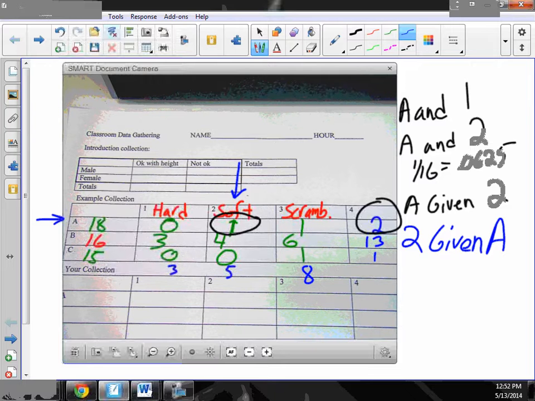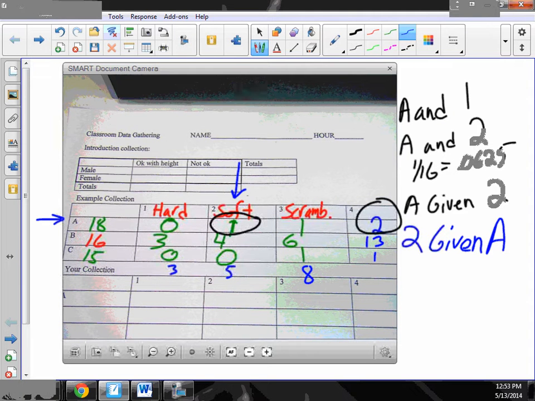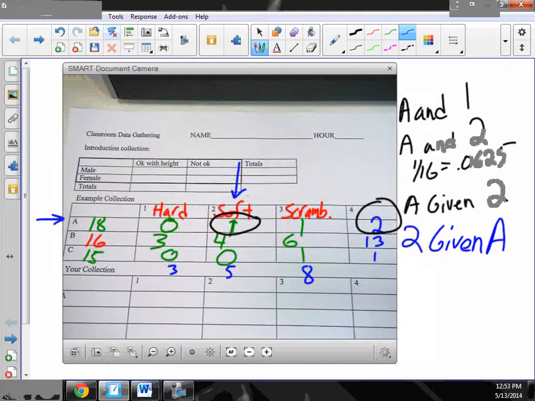So on the thing that says your collection, cross off row C and cross off column 4. So you're still going to ask 2 questions. Your first question can only have 2 answers. Yes, no, black, white, male, female, big, small, whatever. Your second question can have 2 or 3 answers. It can't have 1 answer. It has to have either 2 or 3.